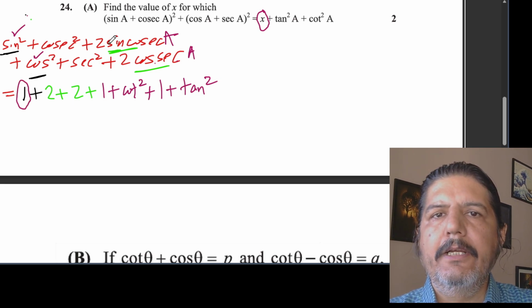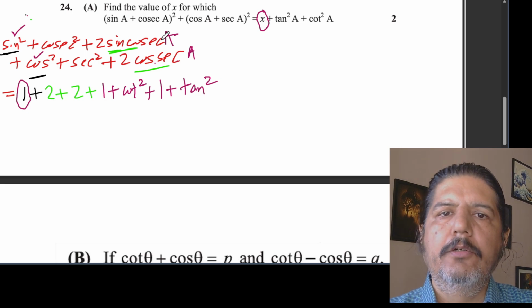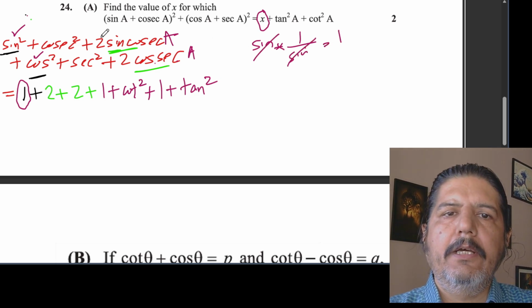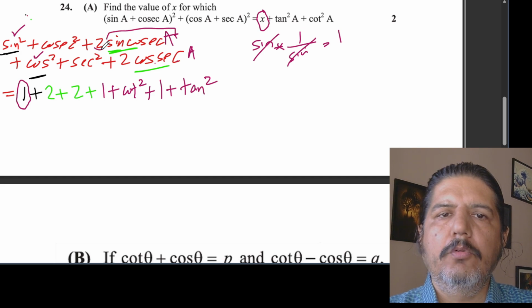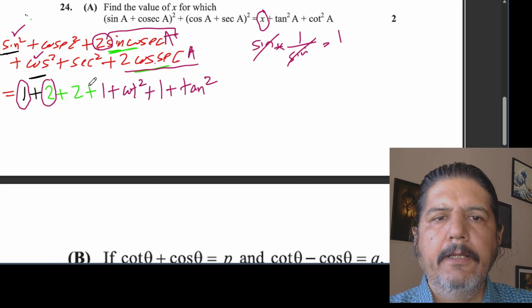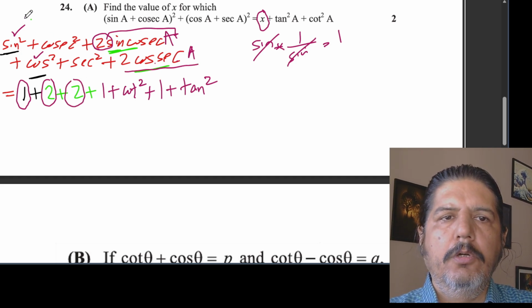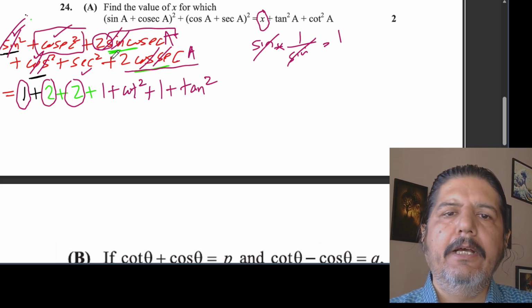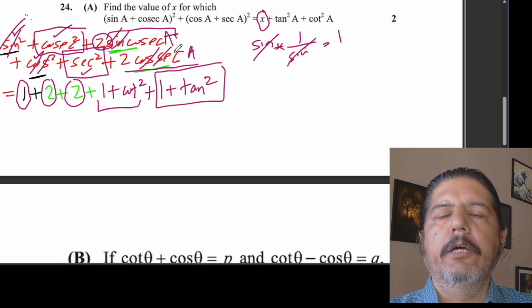Now look closely at 2 sin a into cosec a. Sin into cosec would be equal to 1. So if this part is 1, then only this 2 remains, and this 2 is here. Similarly, 2 into cos into sec a would be equal to 2. So this has disappeared, this has disappeared. Only cosec square a and sec square a remain. I can write cosec square a as 1 plus cot square a, and sec square a as 1 plus tan square a. I hope this is making sense.